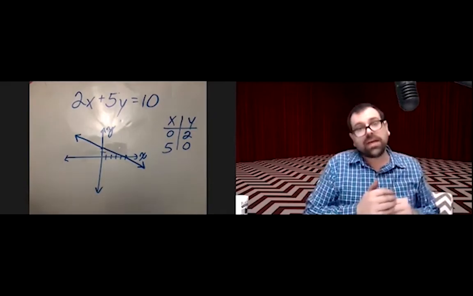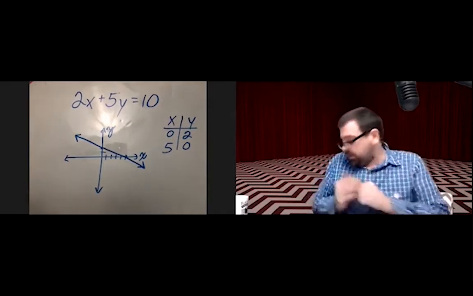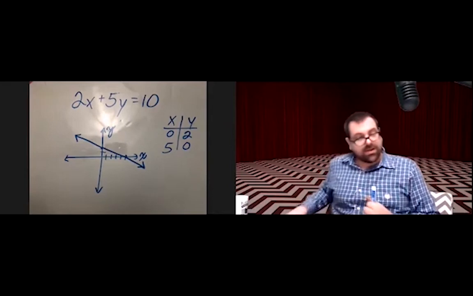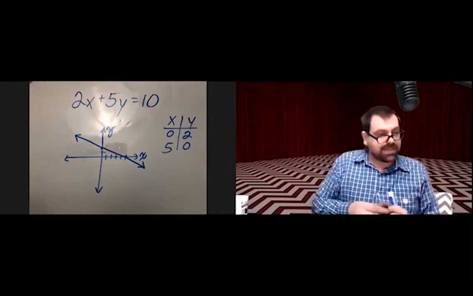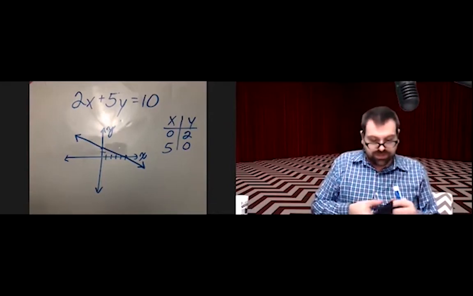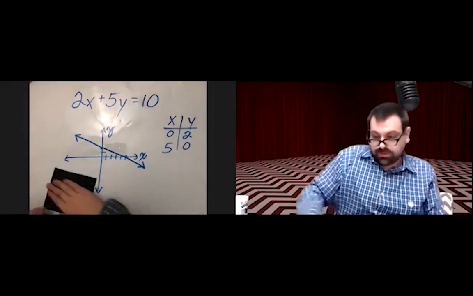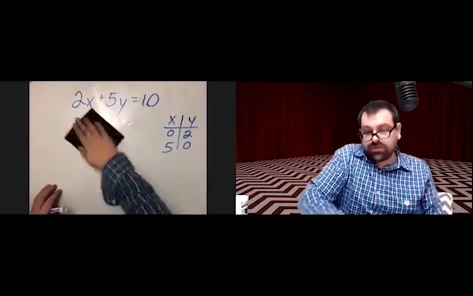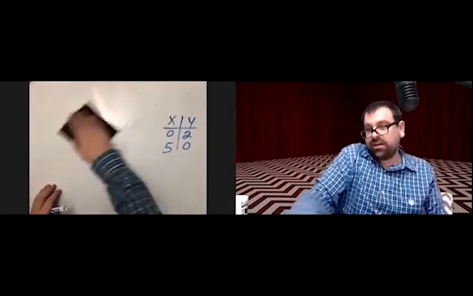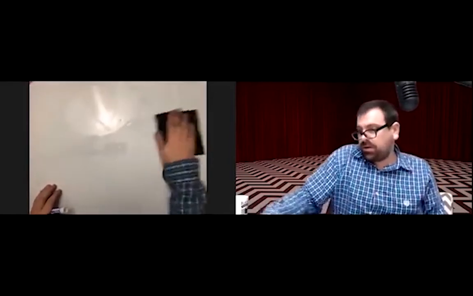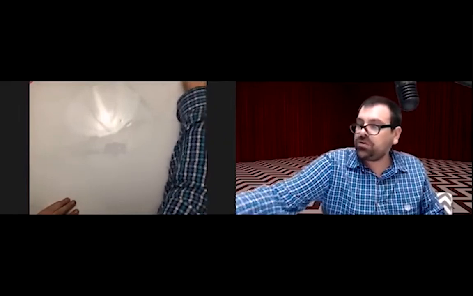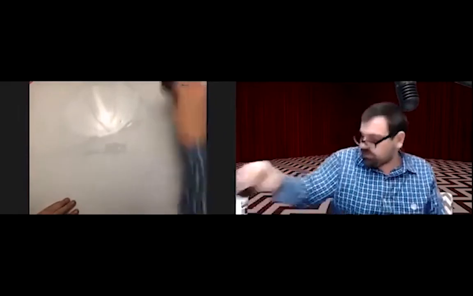Even if it doesn't work out to whole numbers, you can still use the intercepts. If it asks you to use the intercepts to find it, then you have to. If it gives you a table to fill in, then you have to. But if it just says graph by plotting points, or it just says graph and doesn't specify the method, then you can use any method available.